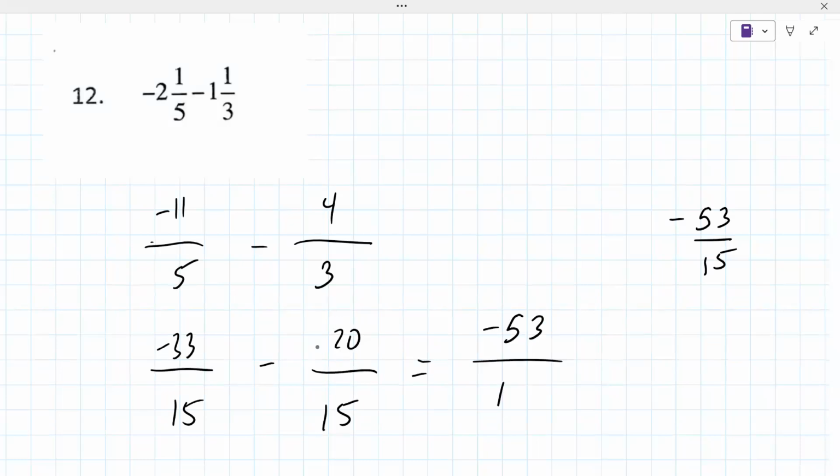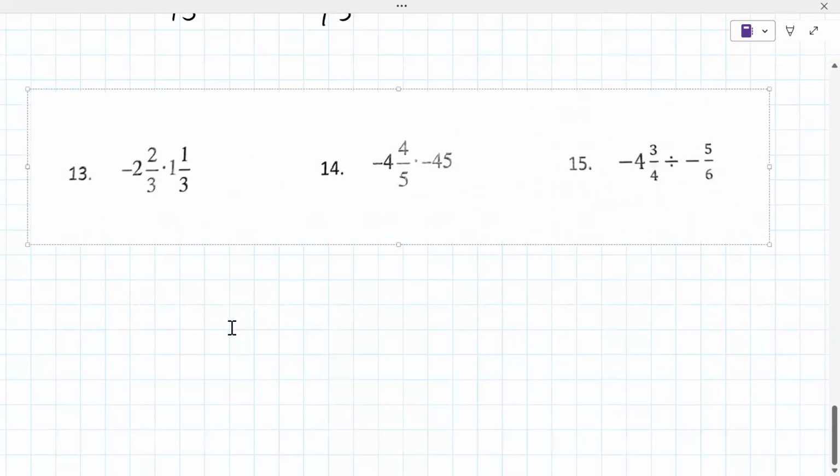Now, is your teacher okay if you leave it like this, or do you have to write a mixed number? The teacher prefers it just to leave it as improper. Okay. So the next grouping of questions, it would be a good idea in all of them to convert first to an improper fraction. Okay. I'm going to calculate these, so just let me know if you have any questions.